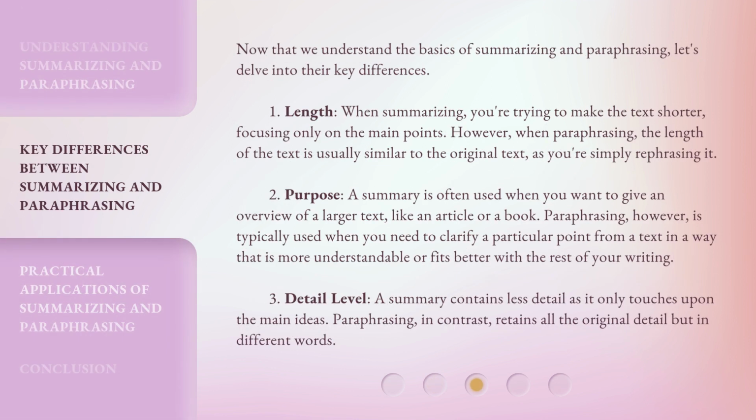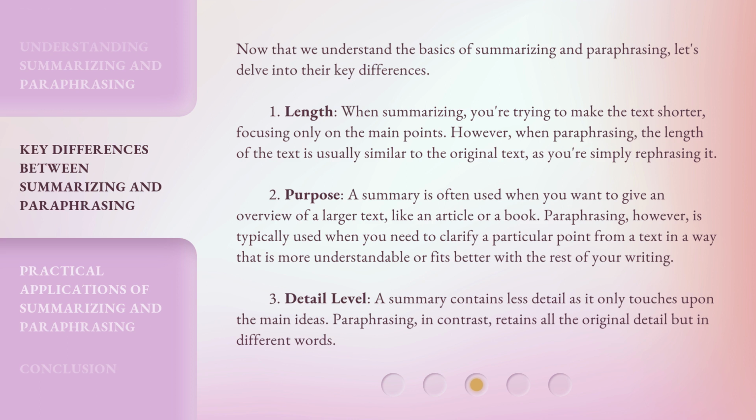Now that we understand the basics of summarizing and paraphrasing, let's delve into their key differences. 1. Length. When summarizing, you're trying to make the text shorter, focusing only on the main points. However, when paraphrasing, the length of the text is usually similar to the original text, as you're simply rephrasing it.